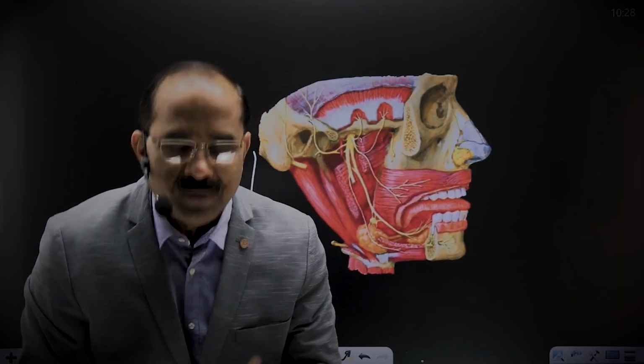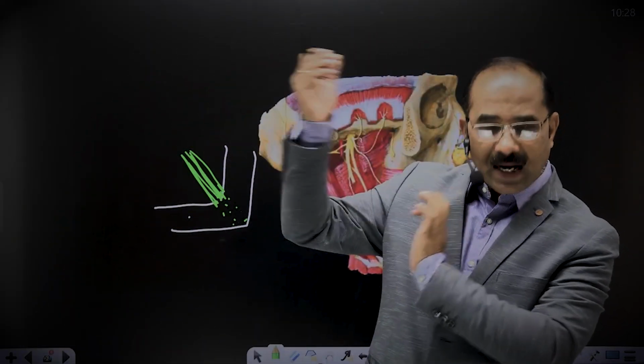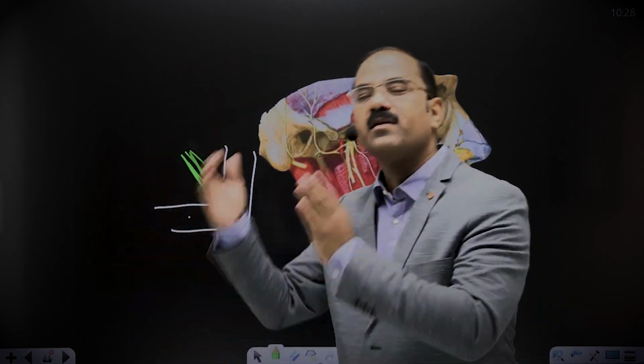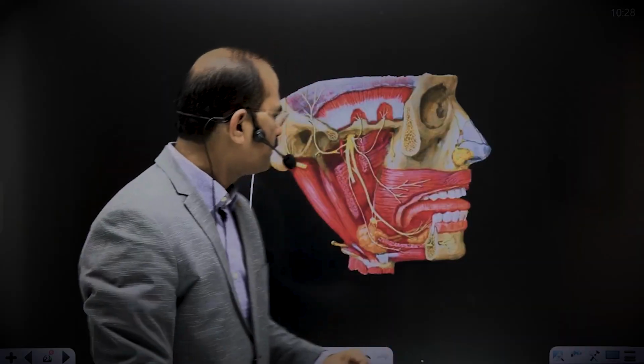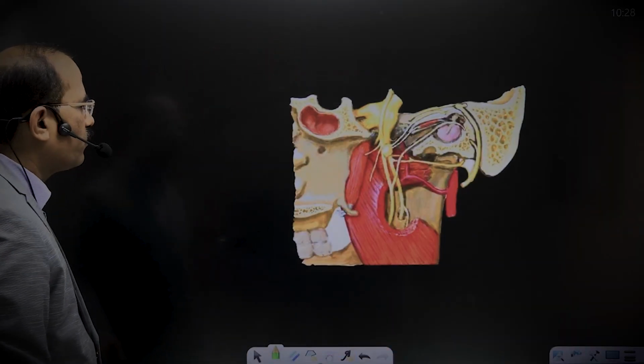Medial pterygoid. So now if I'm in the infratemporal fossa and I look laterally, what do I find there? The ramus, the angle along with the medial pterygoid muscle.